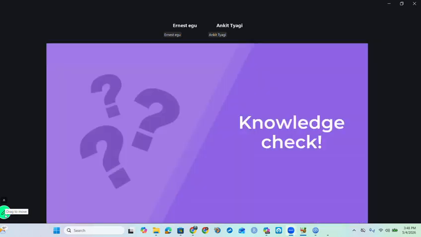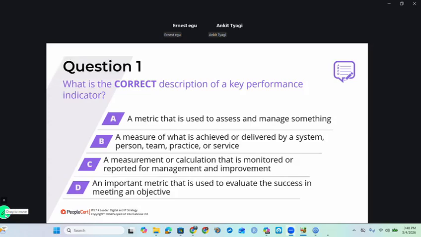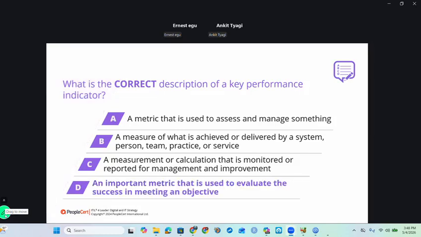Let's see a few questions. What is the correct description of a key performance indicator? Okay, that's a generic question. Well, of course, an important metric that is used to evaluate the success in meeting an objective.